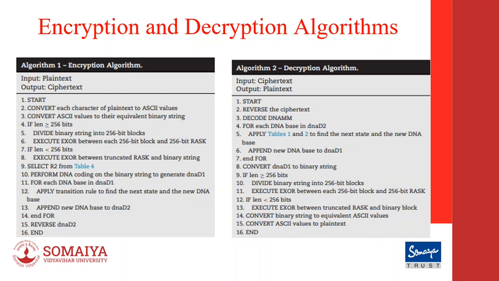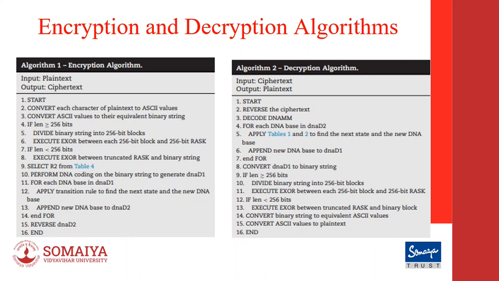As soon as the intermediate ciphertext is created, we then provide it to the DNA Mealy machine based on the first base that was created. Then we get the output as DNA D2 string. We reverse the string, and then we again provide it as input to the Mealy machine, and then the final output received is the ciphertext.